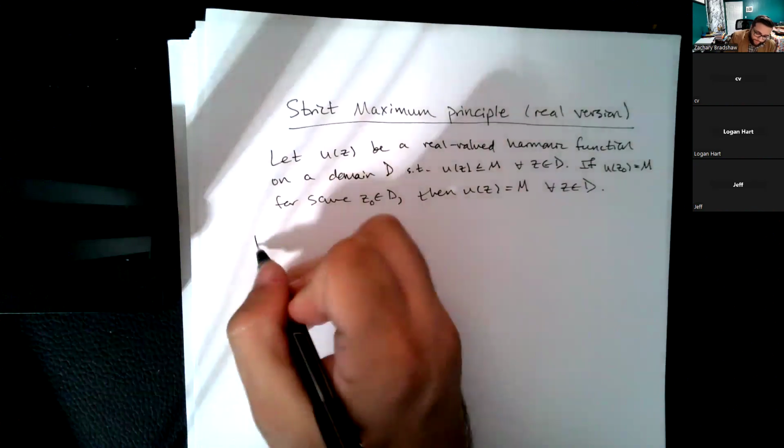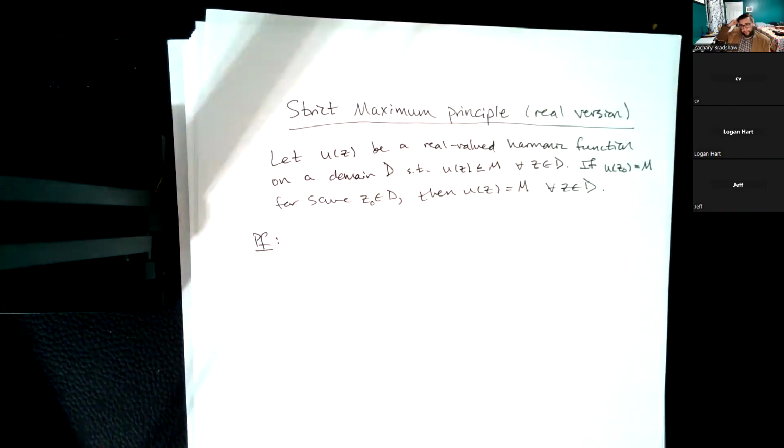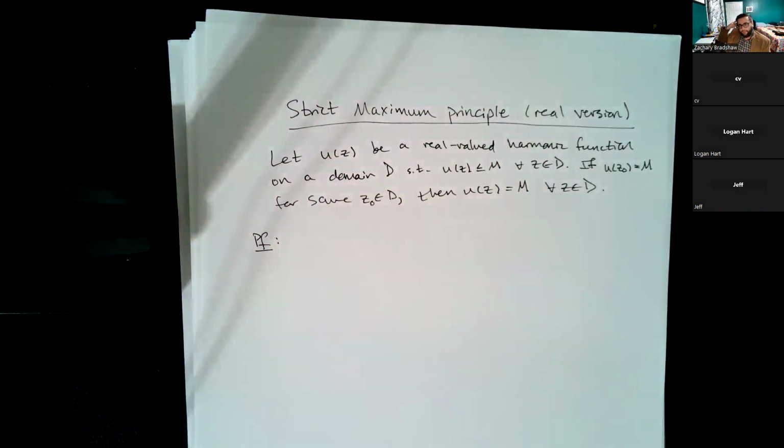Okay, let's go ahead and prove this. So the path forward here is we're going to use the mean value property to show that the set of points where U achieves its maximum is in fact an open set. And then we're going to note that the complement of that is also open. And so we have the union of disjoint sets being equal to our domain. Since domains are connected, that's going to imply that one of these two open sets is actually the entire domain.